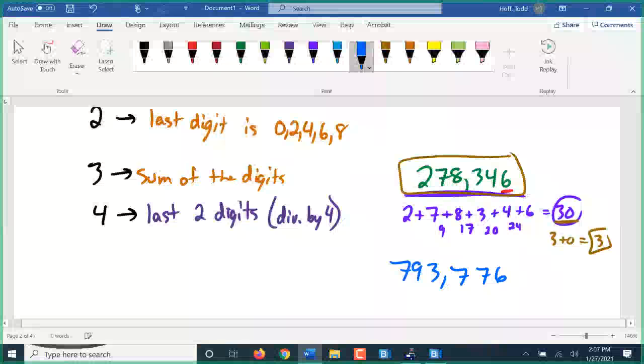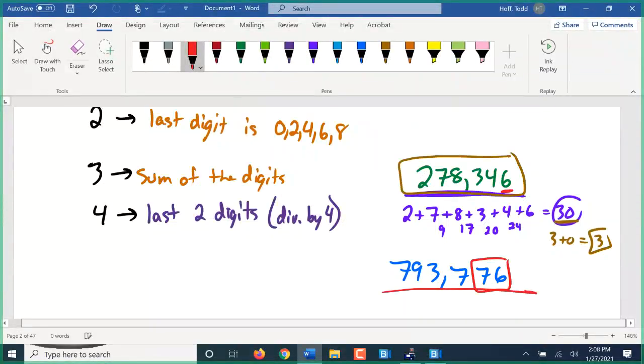So this number, 793,776. 76 is divisible by 4. 76 divided by 4 is 19. So that whole number is divisible by 4. Again, if you're good with quick division, dividing 2 digits by 4 is better than dividing 6 digits by 4 if you have to do the quick division. But it's still not a terribly useful rule.